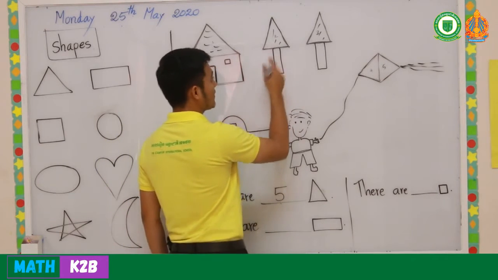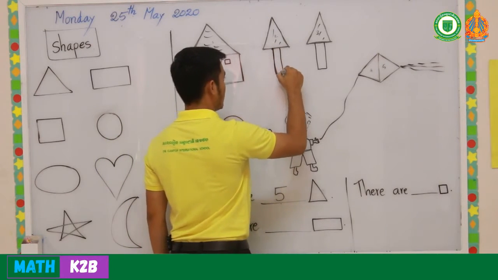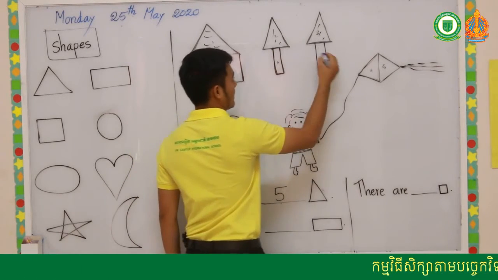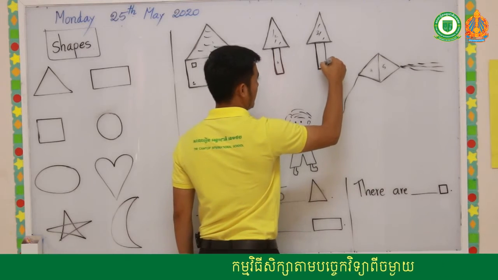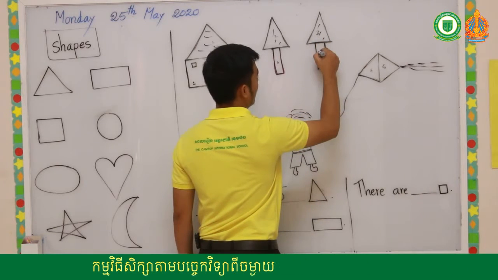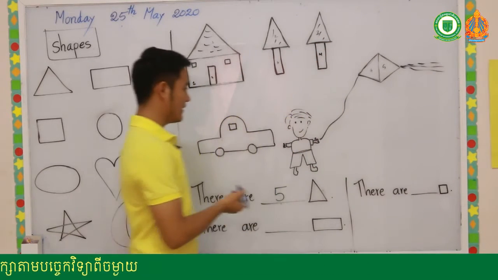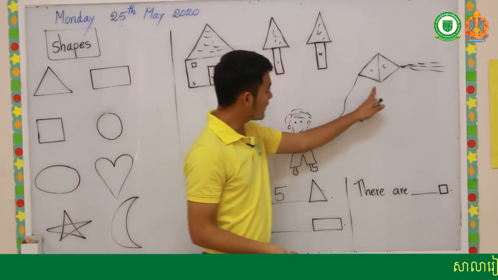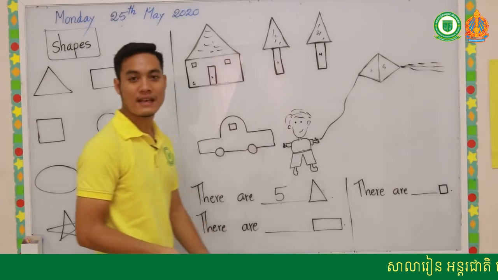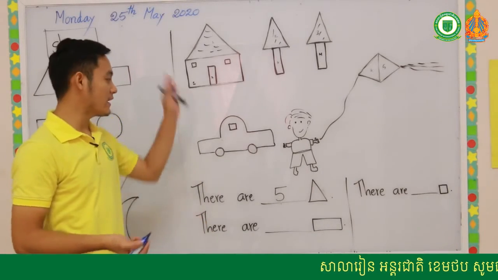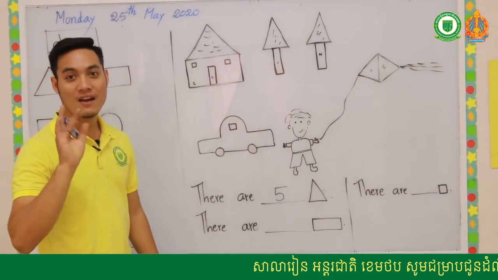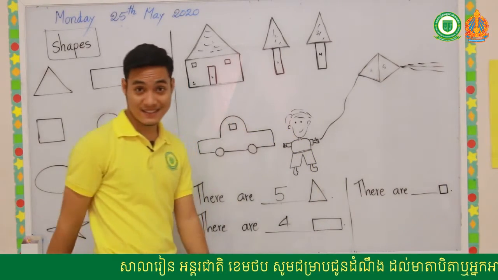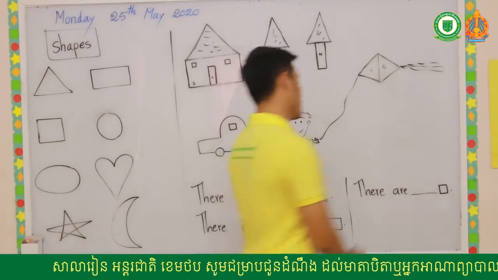And can you find here? Yes, good, good. Then you put number three. And here, number four, okay. Can you find more? Here, no more. Here, no more. So how many rectangles can you find in the picture? There are four. And then you put number four. You understand? Yes.